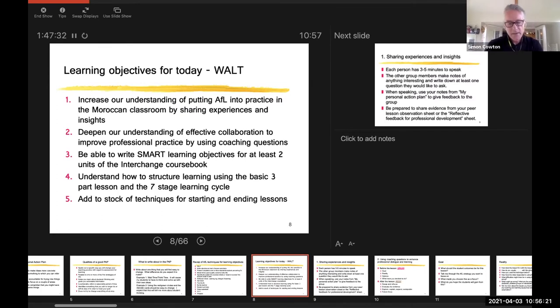But do bear in mind that effective collaboration involves keeping the focus on the focus. Because if you talk about everything in a lesson, you probably won't be able to draw out the key points of learning, which will help you to develop. You might have an interesting conversation, but you'll come away from it and think, so what do I need to do? And if you're working with a colleague and they mention 10 things, you can't work on 10 things at once. You just want to work on one thing or maybe two. So having the lesson observation sheet helps you to be focused.